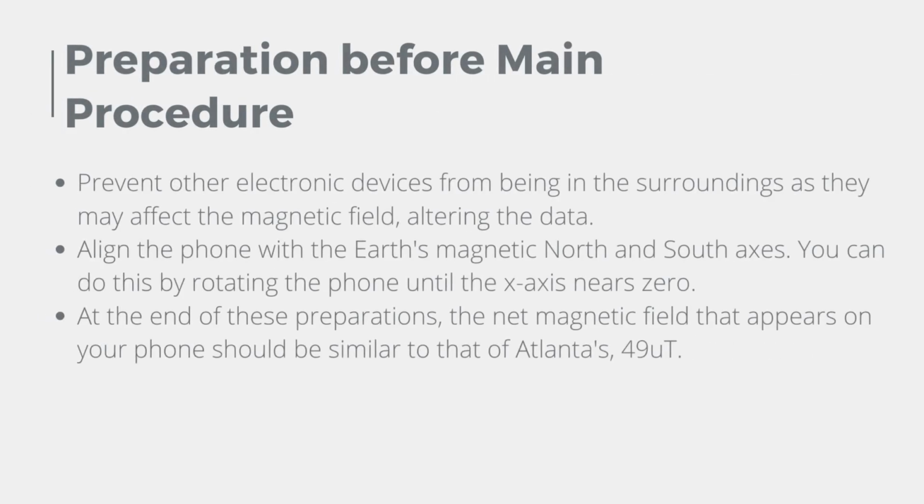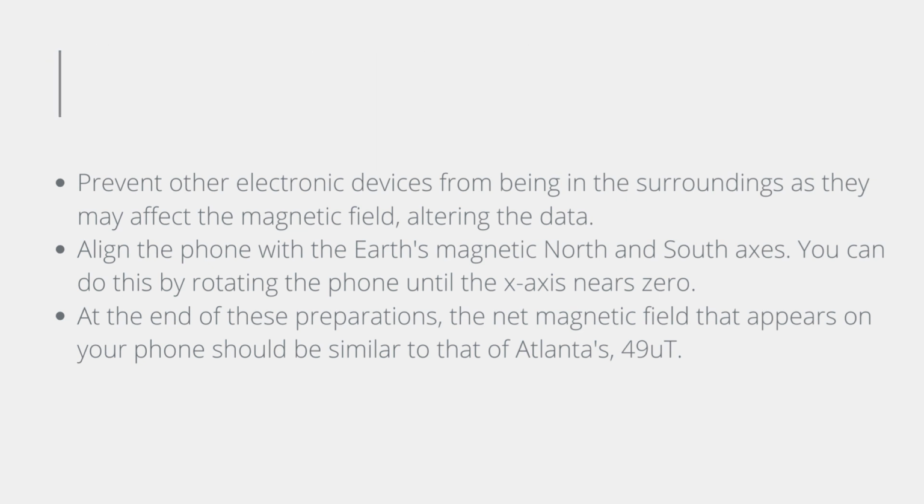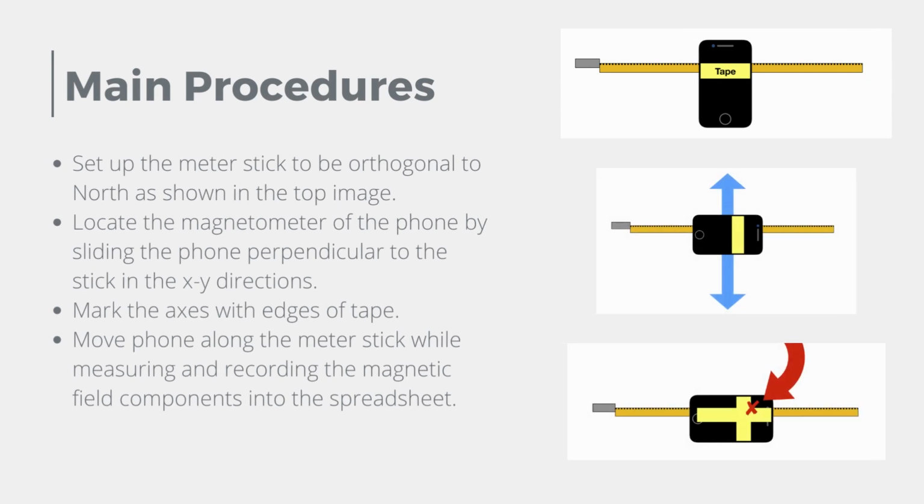Before going through the procedure of the lab, there are a set of preparations that we must accomplish first. We prevent other electronic devices from being in the surroundings as they may affect the magnetic field, altering the data. Then we align the phone with the Earth's magnetic north and south axes. You can do this by rotating the phone until the x-axis nears 0. At the end of these preparations, the net magnetic field that appears on your phone should be similar to that of Atlanta's, of 49.